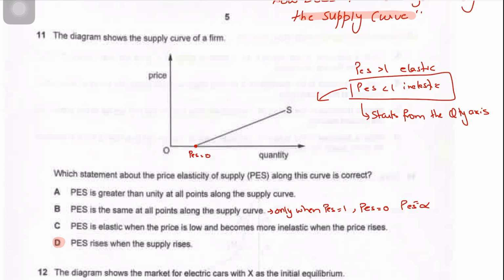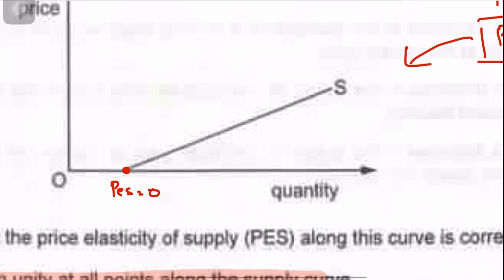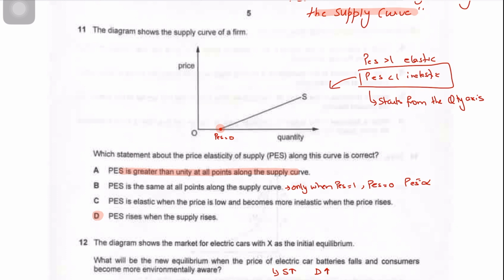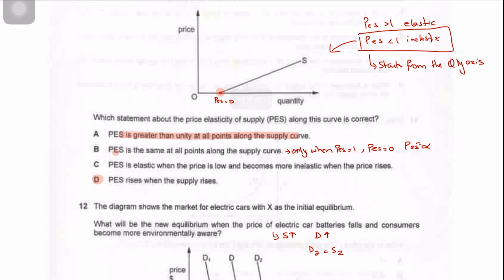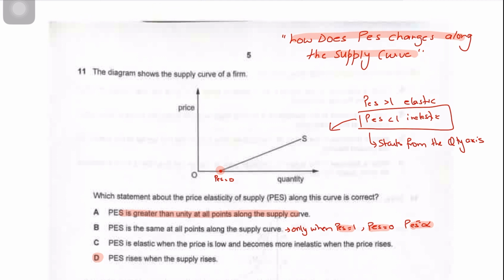So it can't be A, because it says PES is greater than unity at all points along the supply curve, which is wrong, because if the supply curve starts from the quantity axis, at this point PES is 0. So that makes A wrong, because it's not greater than unity at all points. Another option says PES is the same at all points along the supply curve. That is also untrue, because PES is not the same at all points along the supply curve. The PES will rise. It is only when your PES equals 1, equals 0, or equals infinity that PES is constant and the same at all points on the supply curve. So you could refer to that video. It's already on my channel.